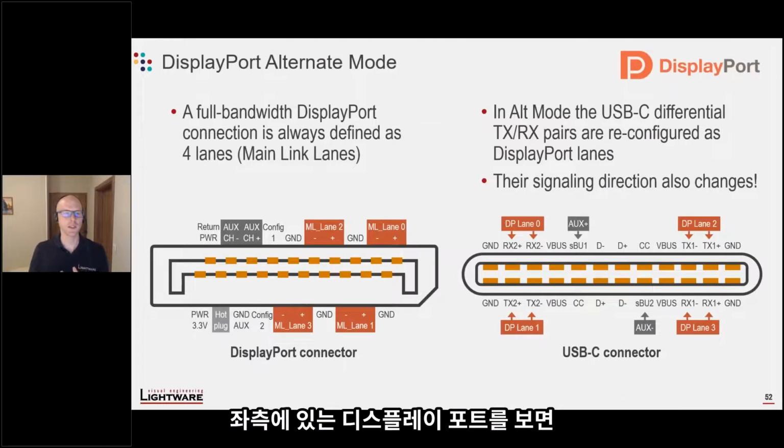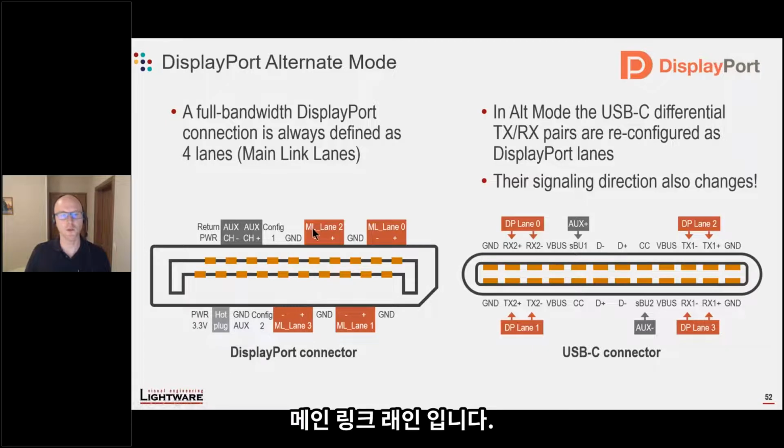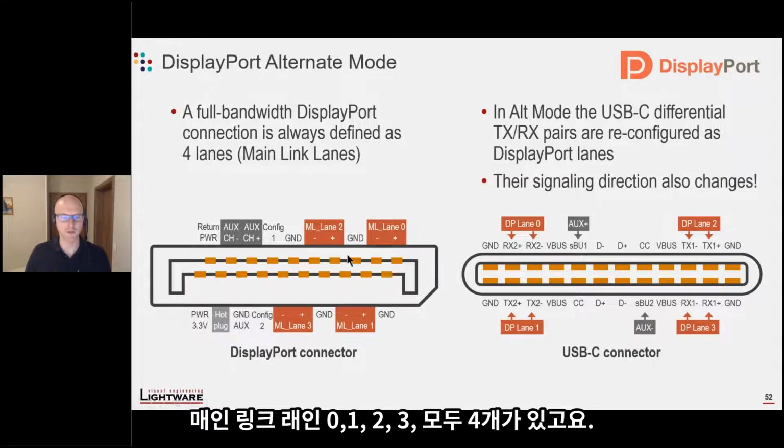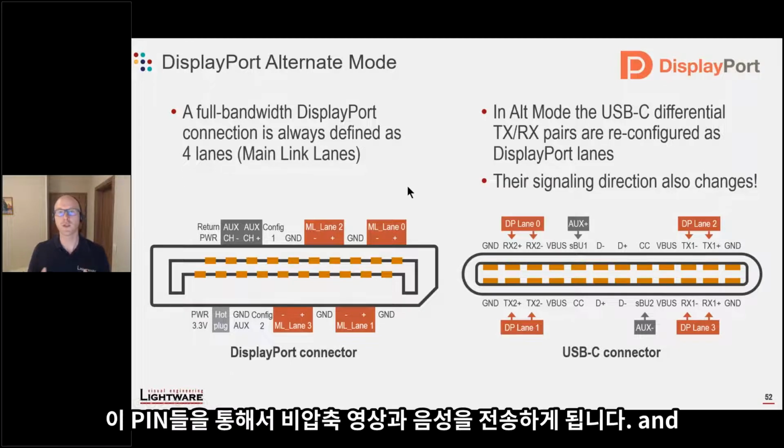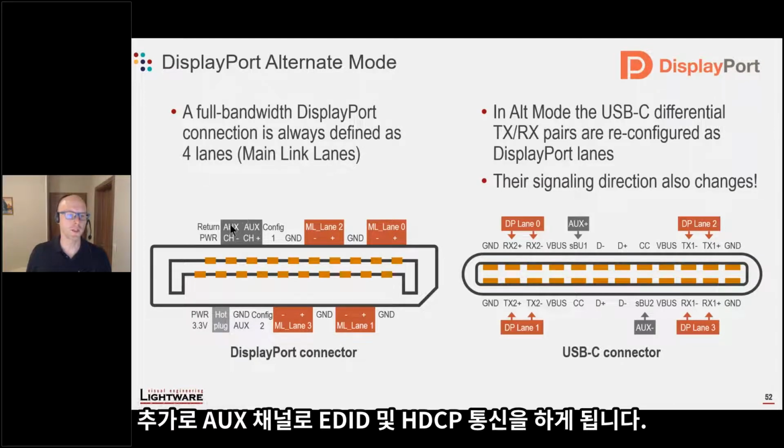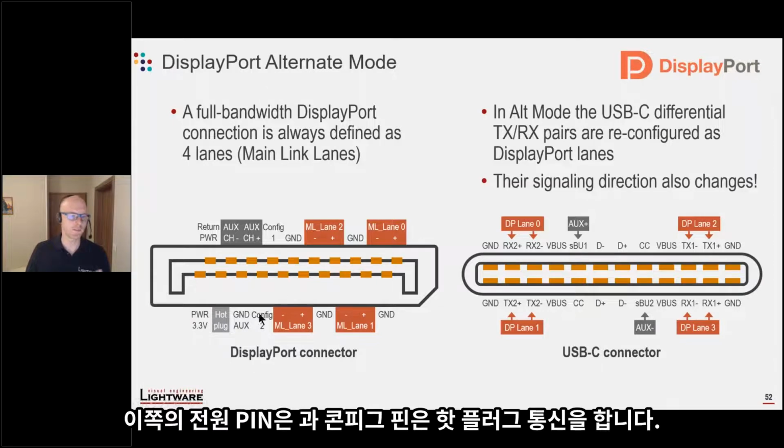On the left, we see a DisplayPort connector, and the most important wire pairs in a DisplayPort connector are called the main link lanes. We have 4 of them, so lane 0, 1, 2, and 3. These ones carry uncompressed, high-quality video and embedded audio. And then we have the auxiliary channel to handle EDID and HDCP communication, some power pins and configuration pins for recognizing adapters, and a hot plug wire.